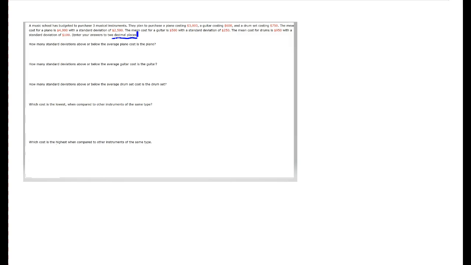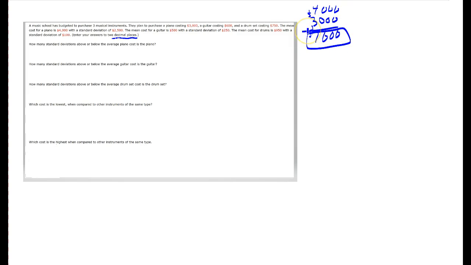We want to know how many standard deviations above or below the average piano cost is the piano. So we're looking at a piano for $3,000. Now the average cost was $4,000, so I want to know the difference. The average cost was $4,000 and we're going to pay $3,000. So I want the difference between $3,000 and $4,000. We'll just subtract, and it's $1,000.